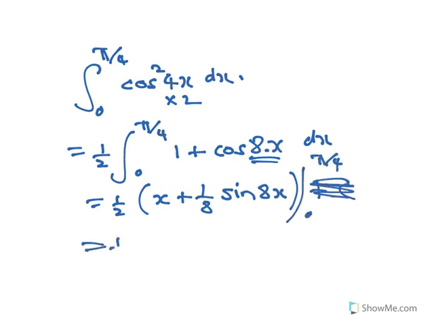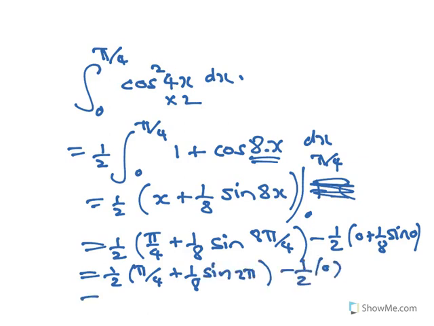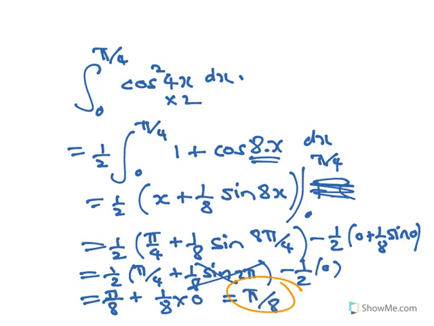Plus, it's not plus c, because I've got my endpoints, 0 to pi on 4, which is 1/2 (pi on 4 plus 1 on 8 sine 8 pi on 4) minus 1/2 (0 plus 1 on 8 sine 0). So that's 1/2 (pi on 4 plus 1 on 8 sine 2 pi) minus 1/2 (0), which is pi on 8 plus, now sine 0 is 0. So it just ends up being pi on 8 as your solution.